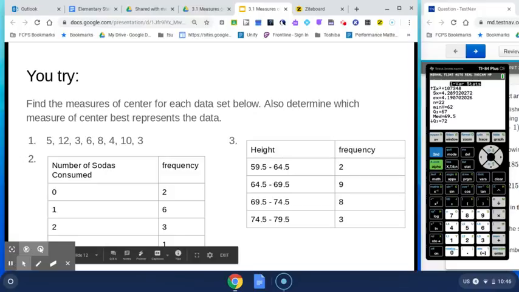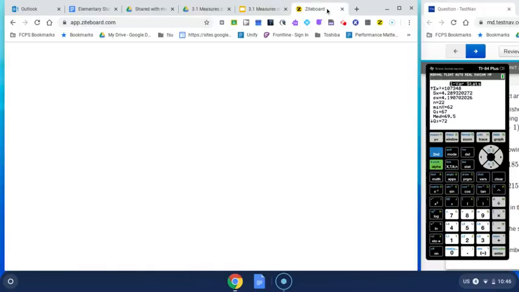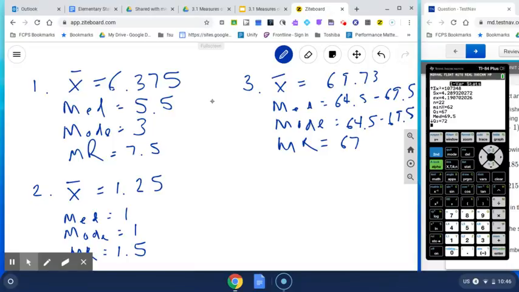Okay, if you've completed those three, here are the results. Number 1, the mean is 6.375, the median 5.5, the mode is 3, and the mid-range is 7.5. For number 2, the mean was 1.25, the median was 1, the mode was also 1, and the mid-range 1.5. For number 3, the mean is 69.73. The median class is from 64.5 to 69.5. The modal class is 64.5 to 69.5 also, and the mid-range is 67.